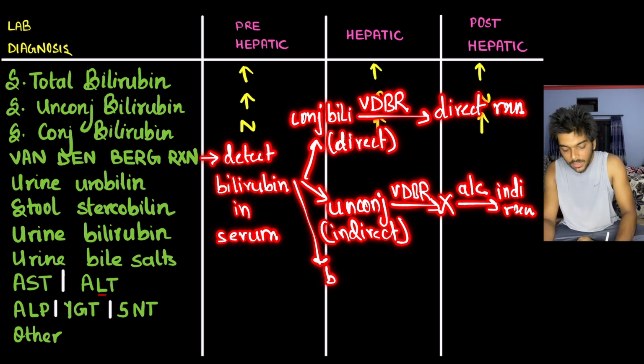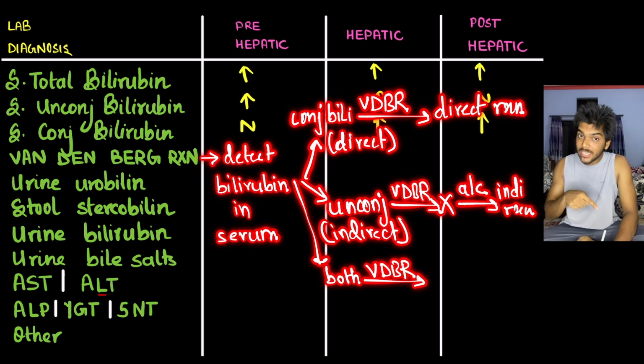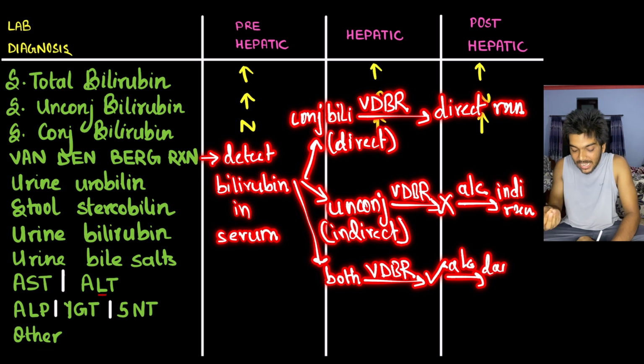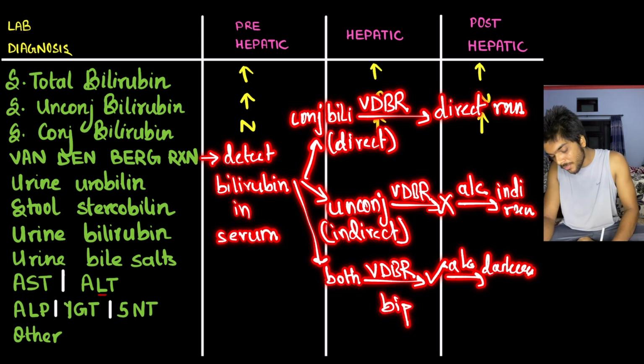When there is both conjugated bilirubin and unconjugated bilirubin, upon addition of Vandenberg reagent, due to the presence of conjugated bilirubin, coloration is seen. But upon addition of alcohol again, due to the presence of unconjugated bilirubin, the color becomes even darker. Since the reaction is taking place in two phases, we refer to this as biphasic reaction.